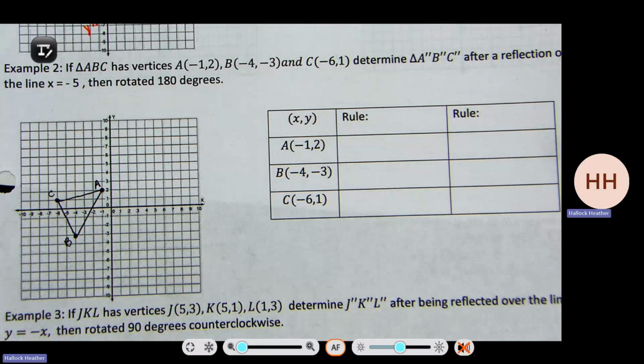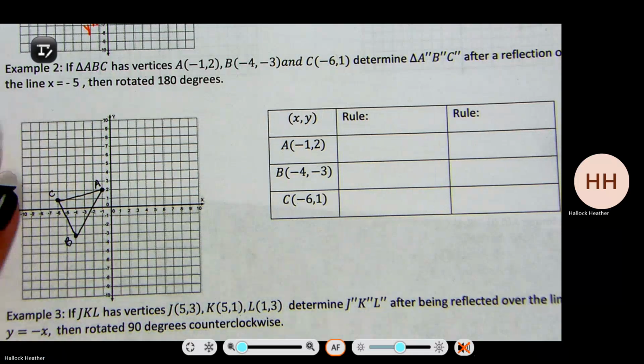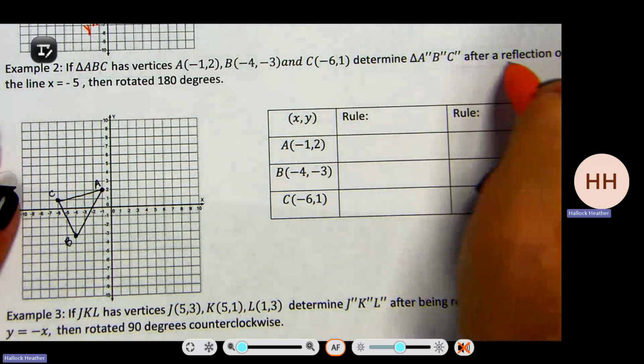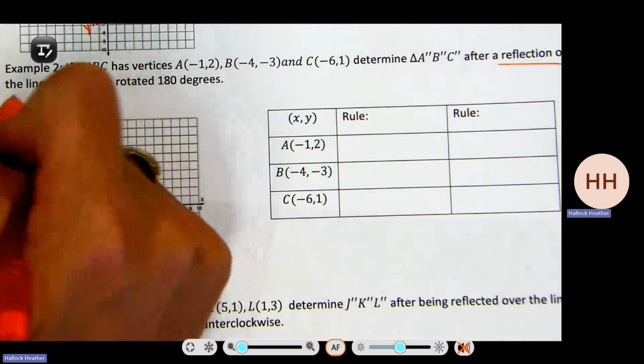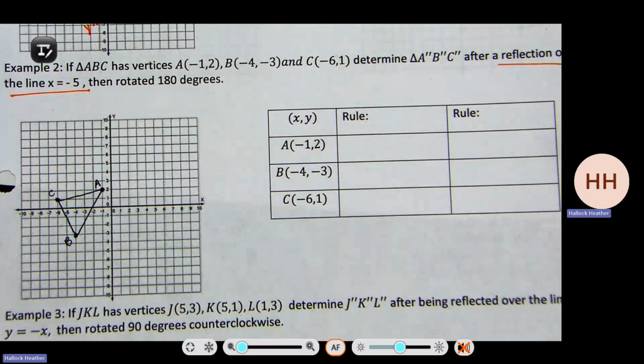So you've got your coordinate points. What is the first thing we must do? Reflect, because that makes sense, it's the first thing you read. So you have to reflect over that first. Is that a horizontal line or a vertical line? It's vertical. So it is opposite of the axis.